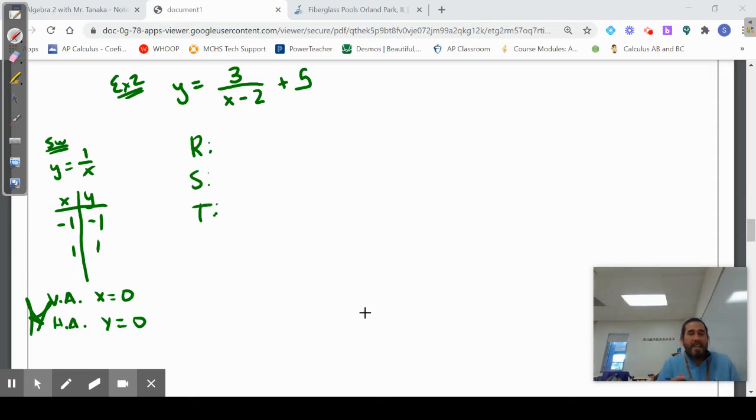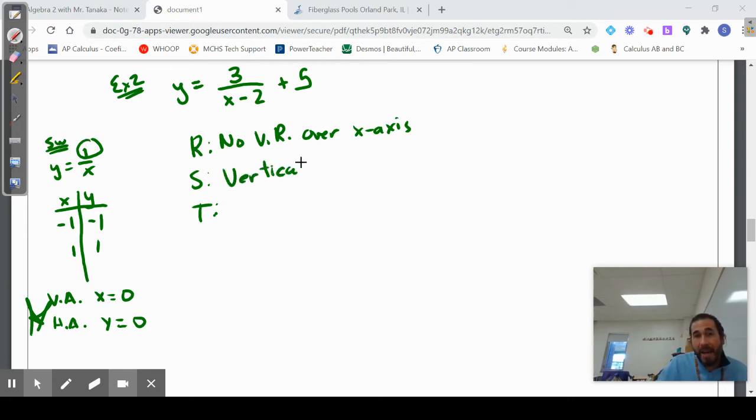No reflection. Why? No negative out in front. So we're going to say no vertical reflection over the x-axis. Do me a favor. Make sure you write out the word vertical and reflection, okay? Just trying to save you some time here with your notes. Stretch, shrink. Oh, yeah. There's a 3 up top. If there's a 3 up top, that means I multiplied this 1 by a 3. That means there's a vertical stretch. Because if I multiply something by 3, remember, it stretches it. So vertical stretch by 3.